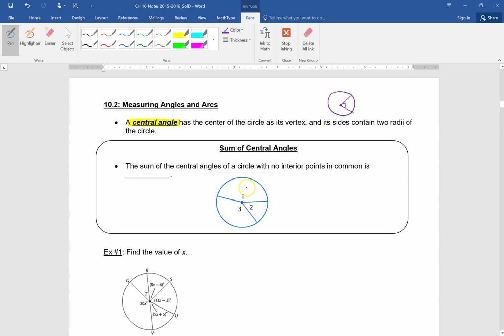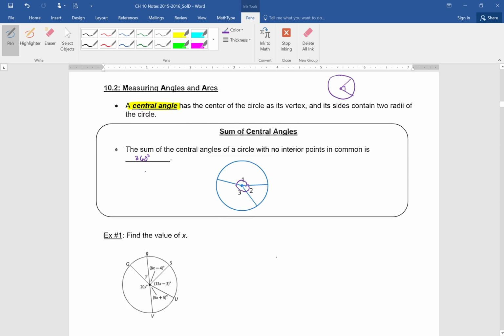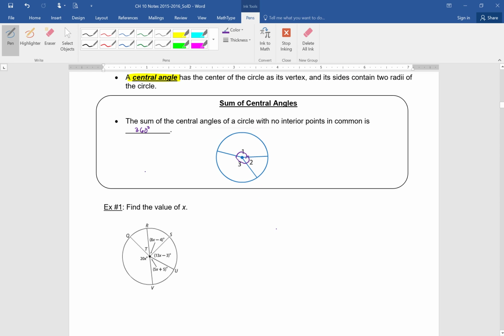Now, look at this situation here, okay? I have 1, 2, 3 angles. Now, suppose I start with angle 1, and I go to angle 3, and then I go to angle 2 and back. How many degrees have I walked through? 360, right? So all of the central angles in a circle add up to 360 degrees.